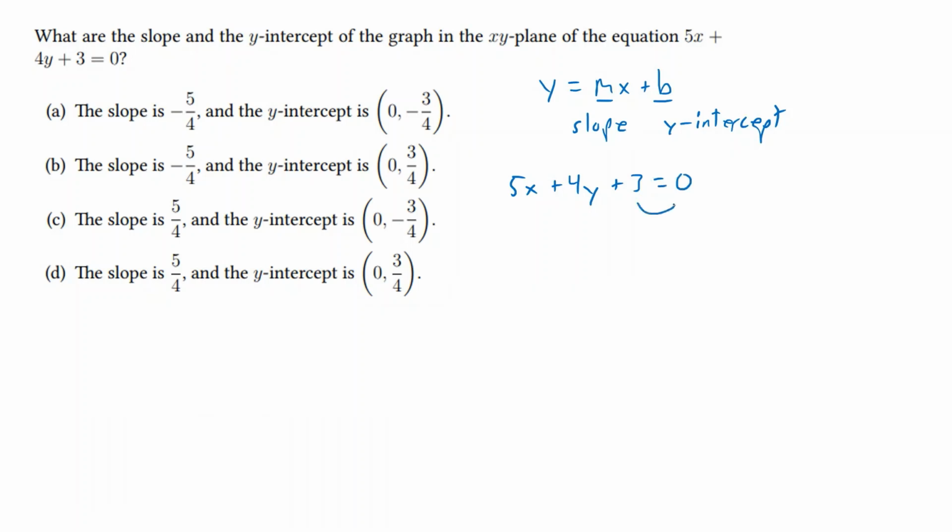If we subtract 3 from both sides and subtract 5x from both sides, we obtain 4y is equal to minus 5x minus 3. And dividing both sides by 4 yields y is equal to minus 5/4 x minus 3/4. That is, the slope is minus 5/4, and the y-intercept is minus 3/4.